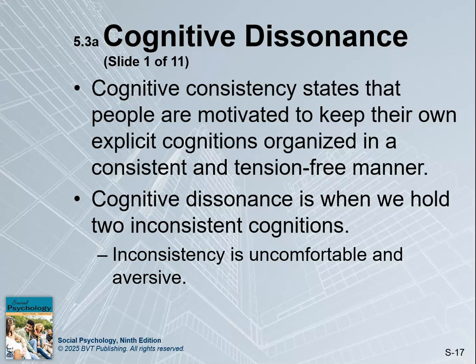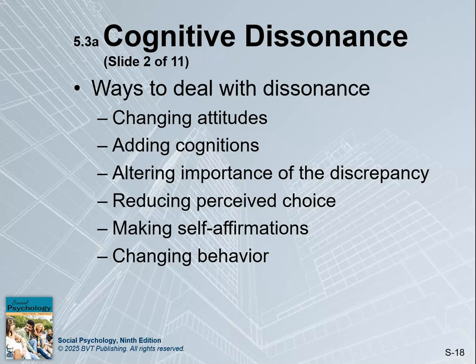And how do we deal with that dissonance? Well, one way is changing our attitudes. The second way we can deal with that dissonance is adding cognitions. The third way is altering the importance of the discrepancy. Another way is reducing perceived choice. The next to the last is making self-affirmation. And the final one is changing behavior.